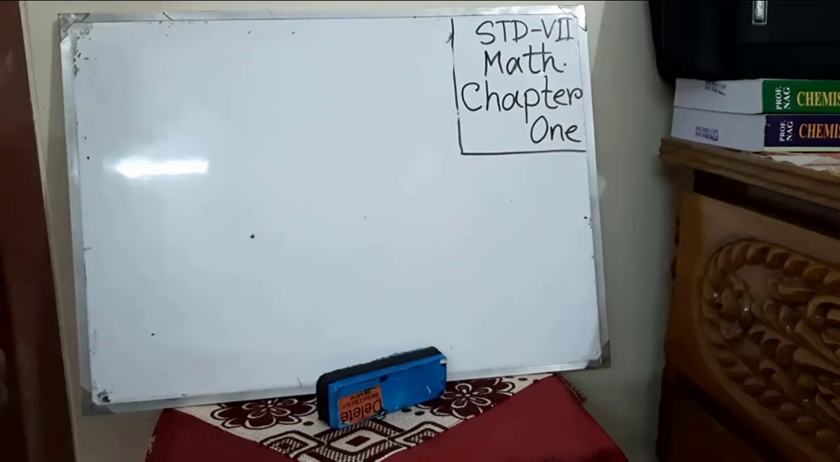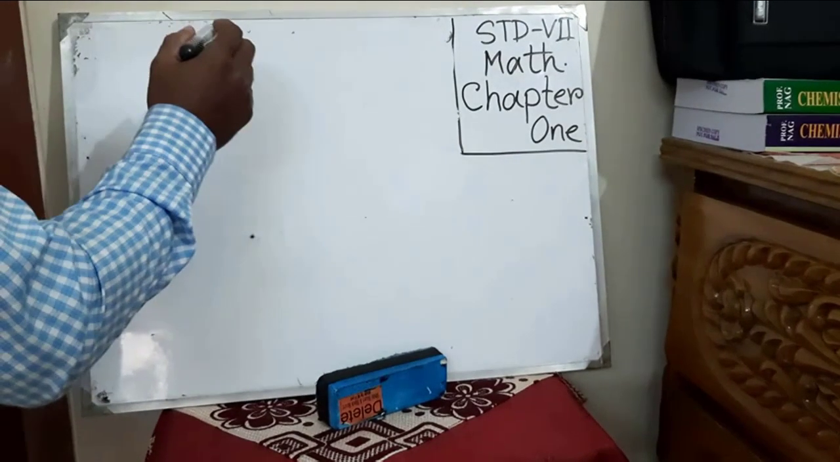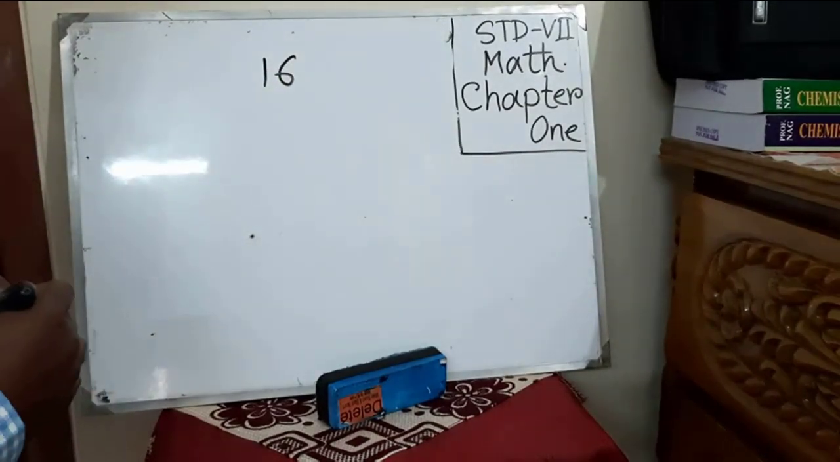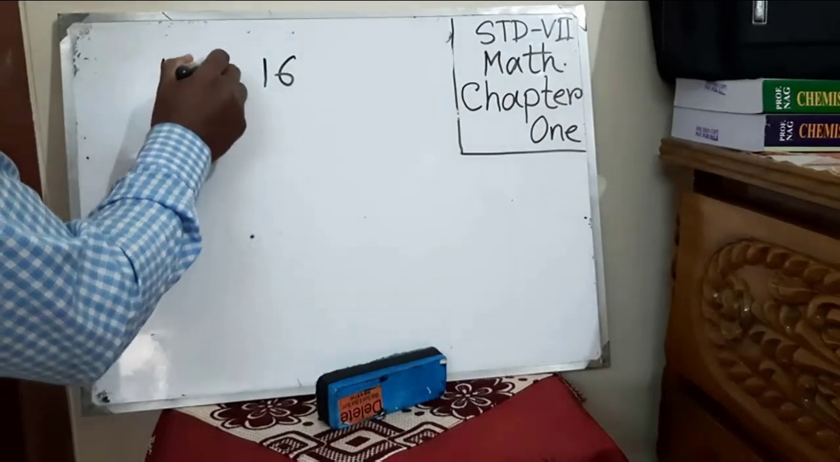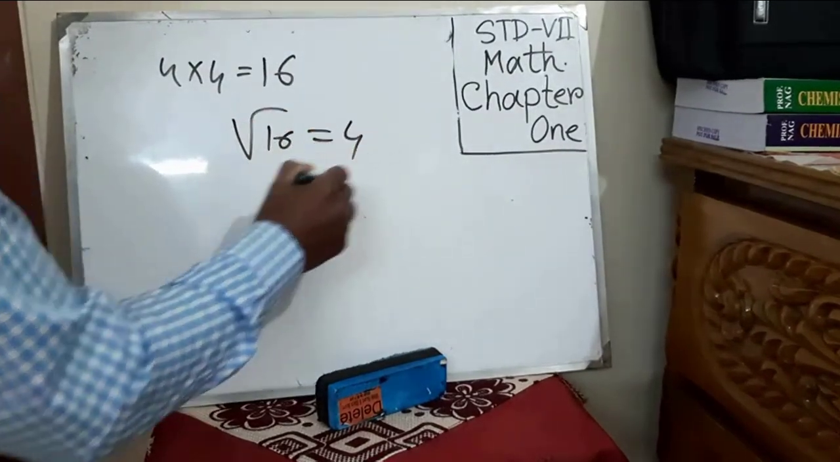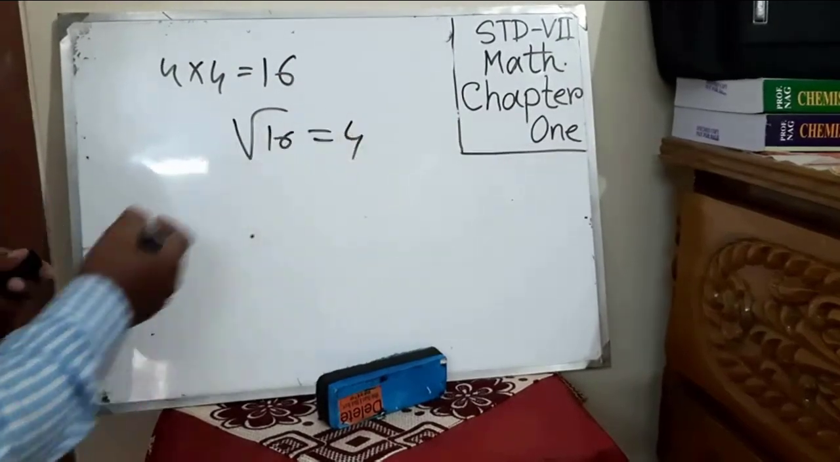Now I am going to recap chapter 1 mathematics, how to find the square root of a number using the division method. So let's get started. Consider the number 16. This is a square number, because 4 times 4 is 16. So the square root of 16 is 4. This is the square number, and this is the square root.